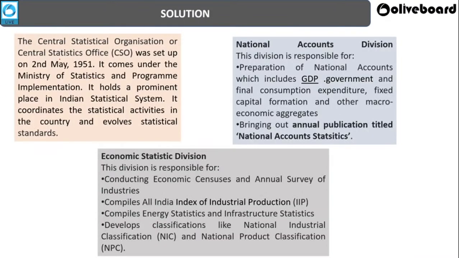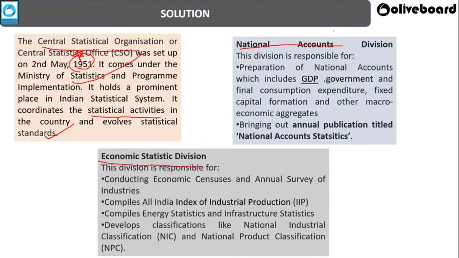So let's look at quick facts about the different divisions in the CSO. Remember that there are five important divisions in the CSO, and CSO stands for Central Statistical Organization, which was set up in the year 1951. So remember the years, which can also be important for us. 1951 is when it came up, and it is working under the Ministry of Statistics and Programme Implementation. This is a very important body because it coordinates the statistical activities in the country, and it is also the body which gives us the standards with respect to different statistics, right? Two important divisions that we can take up here from the CSO are the National Accounts Division and the Economic Statistics Division.